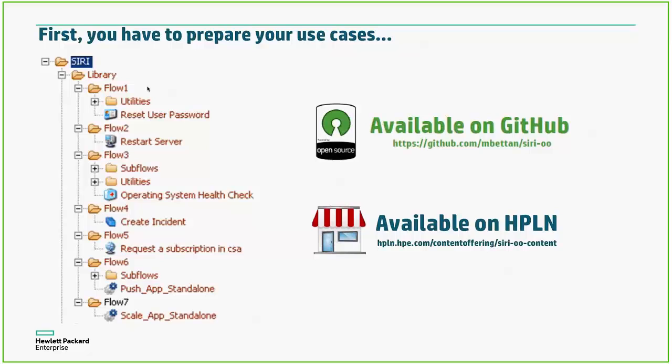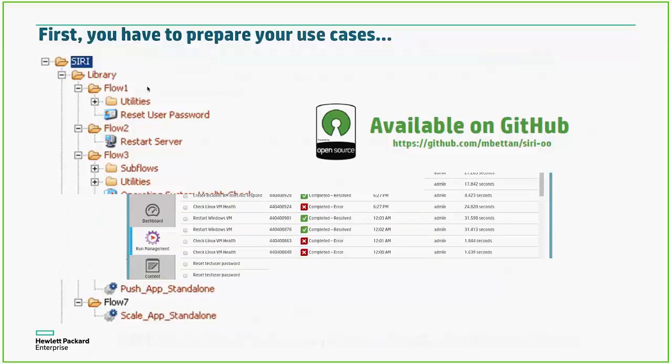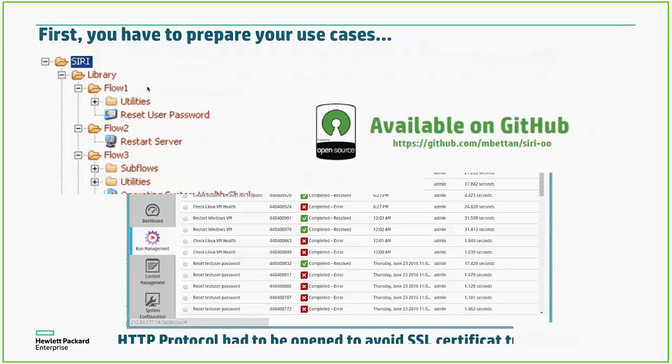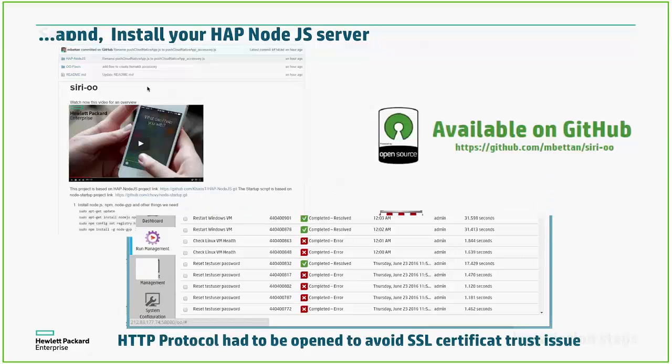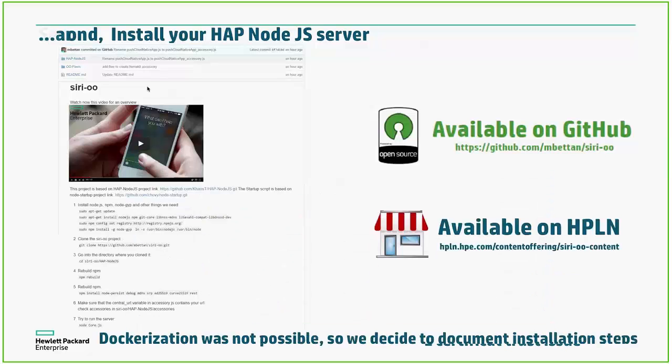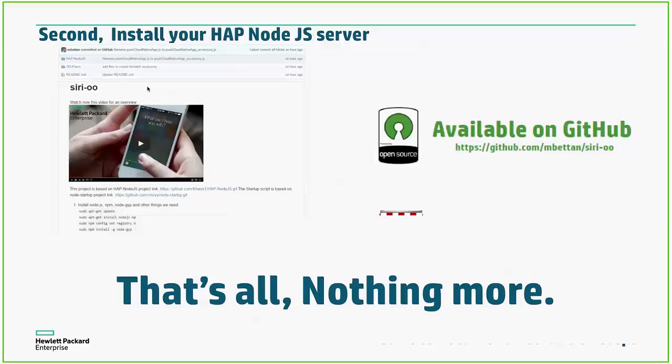After we create the use cases, we need to deploy them in Central. And after that, we have to install the HomeKit Node.js server. We have documented the installation steps because the Dockerization was not possible. So all documentation is available on GitHub and also on HPLN. Also, we have a step-by-step configuration video available on YouTube, so you can check it.